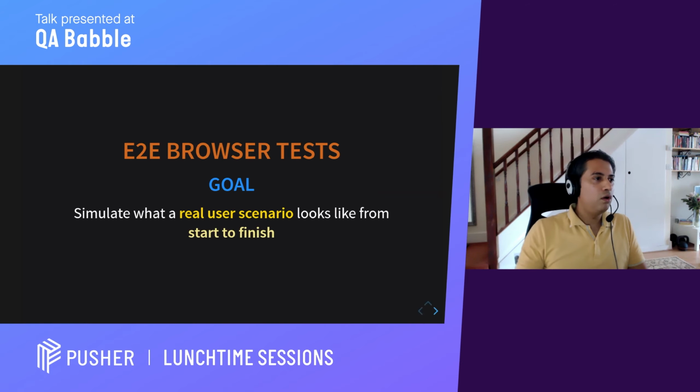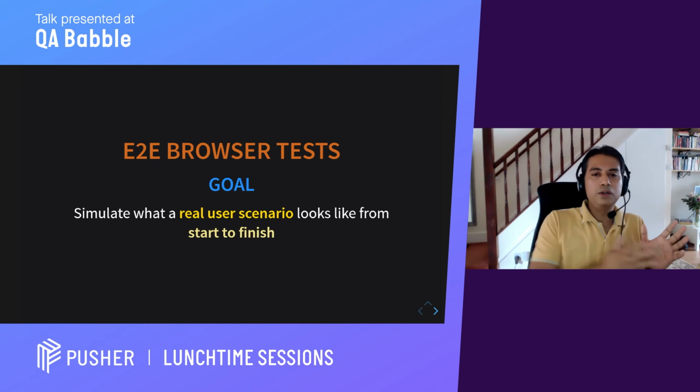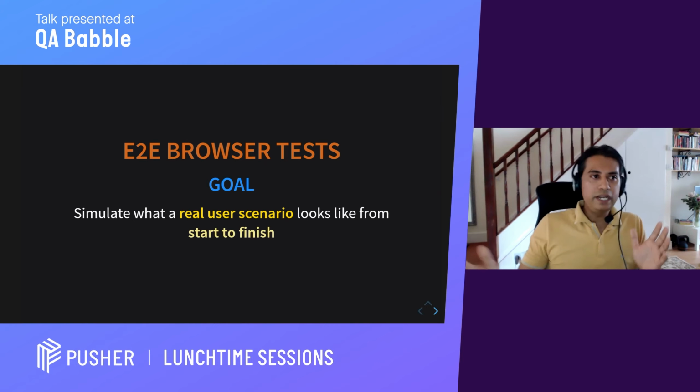So what's the goal of an end-to-end browser test? The goal is basically to simulate a real user scenario from start to finish. That means we have to go from one state to another state and follow the entire journey and see what happens.